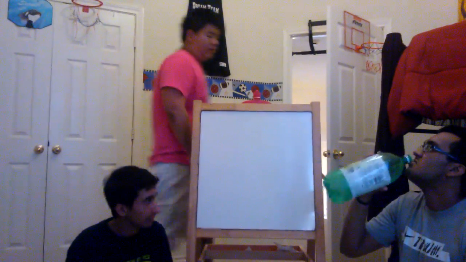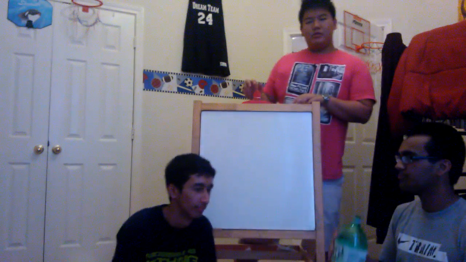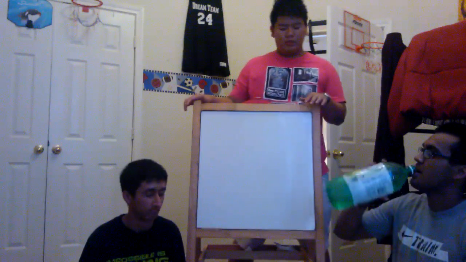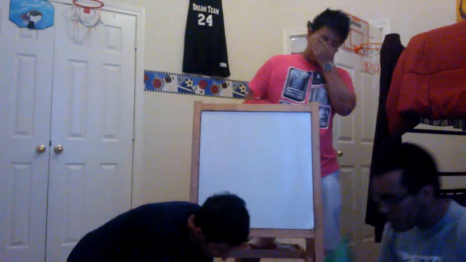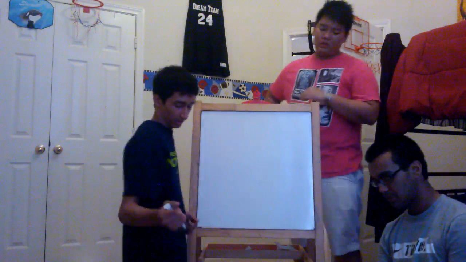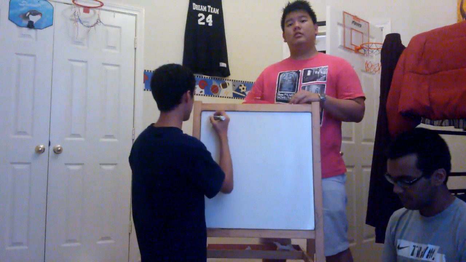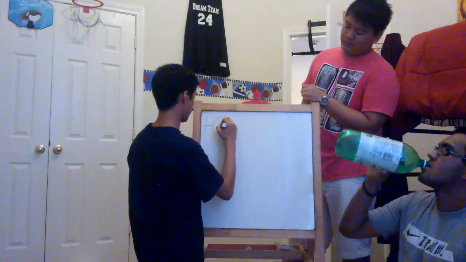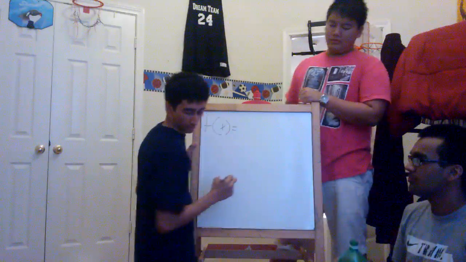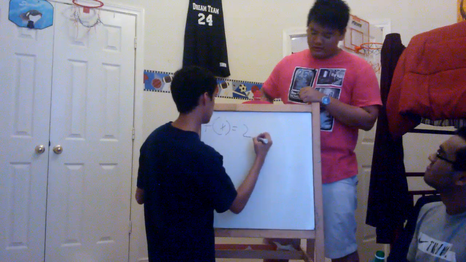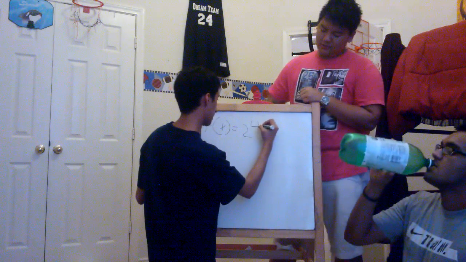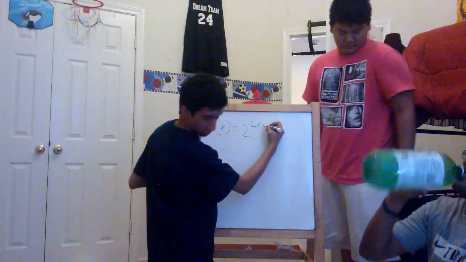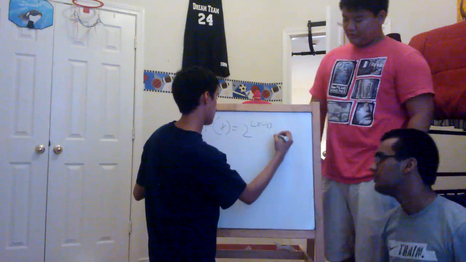Alright, so now we're going to show you 3 examples. We're going to start with example number 1. Okay. Example number 1 is f of x equals 2 to the power of x minus 3, minus 1.